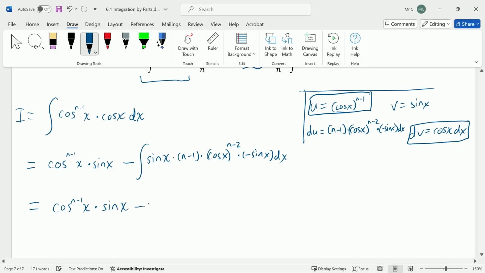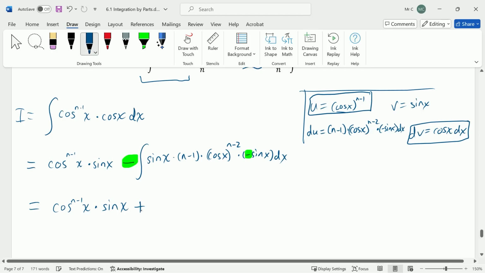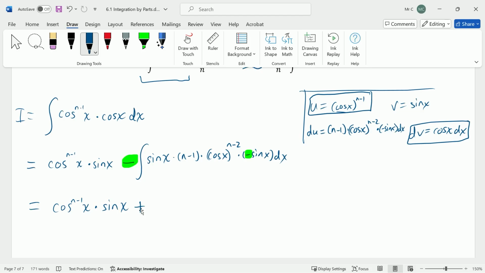Okay, rewrite that first part. Didn't do anything there. Now look, I've got a negative out here, and one of the terms in here is a negative. Negative times negative is a positive, so we'll just make this whole thing positive. And then on top of that, n minus 1 is a constant, so I'm going to pull that n minus 1 in front of the integral. And then inside the integral, I've got sine of x times sine of x, so I'm going to put those together as sine squared of x. And then the only thing left is my cosine of x to the n minus 2 power dx.